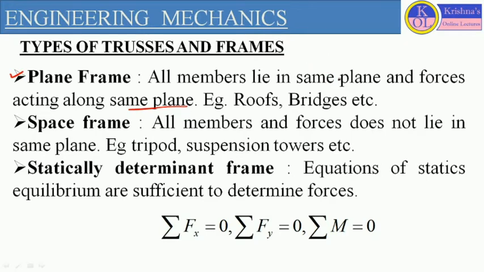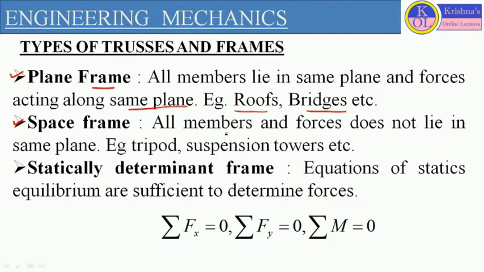For example, if all members are lying in the x plane and the forces which we are going to consider over the bars or rods, each member, are acting along the same plane only, that is called a plane frame. Examples we can take are roofs and the structures used in bridges, because here the plane is not changing. We are considering the complete structure in one plane only. So that is the perfect example of a plane frame. The second type of frame we can call a space frame. This is opposite to a plane frame.